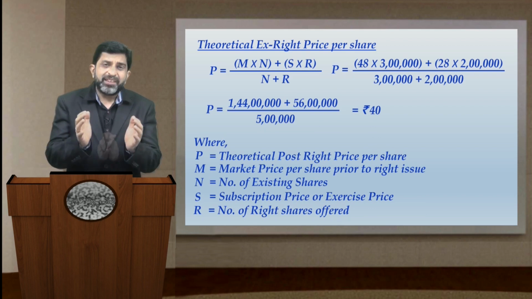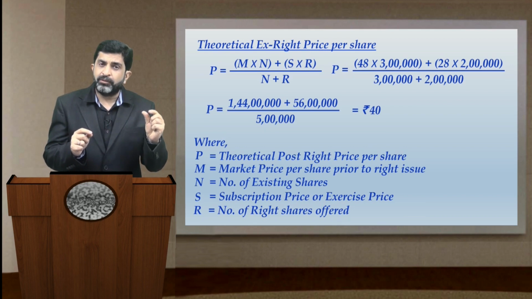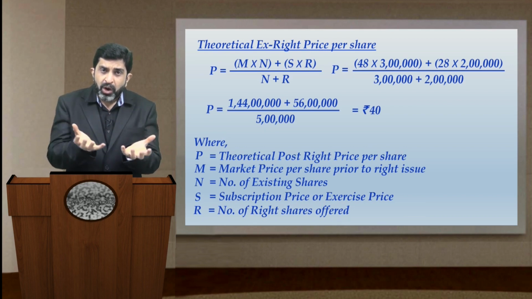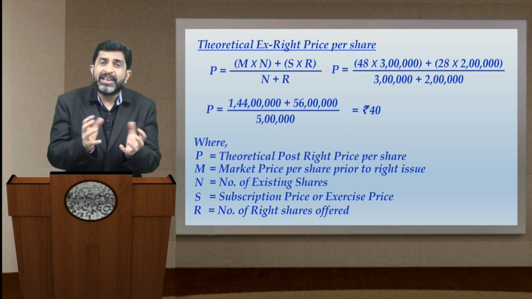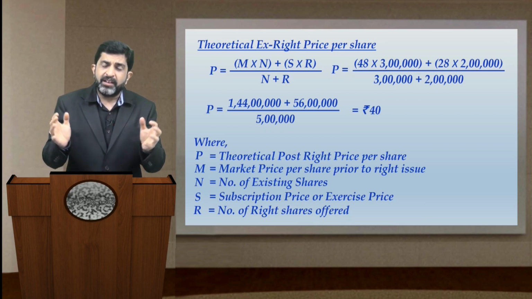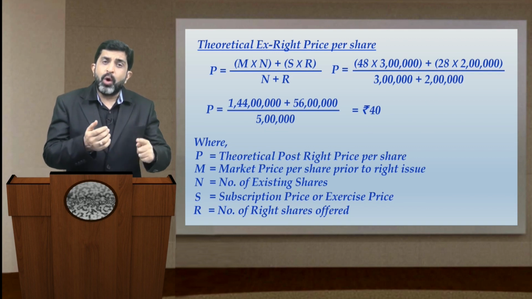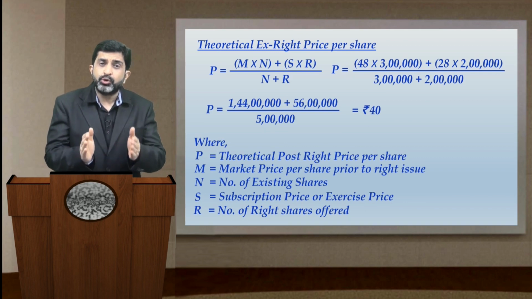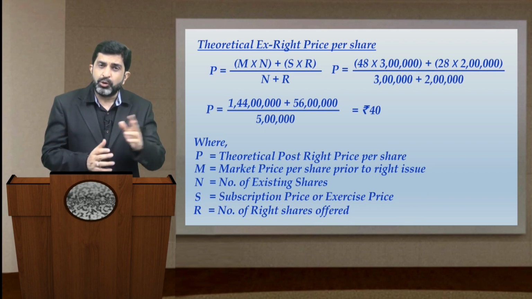Now see, there were 3 lakh shares prior to right issue, and worth of each share was rupees 48. So the total worth of the company, or you can say overall equity value of the company, was 3 lakh shares into rupees 48. That gives you 1 crore 44 lakhs. Now you are issuing new shares in the form of right shares, 2 lakh shares, and the price at which you are issuing these new shares is rupees 28.